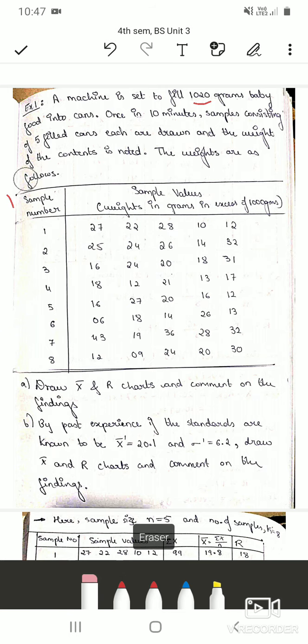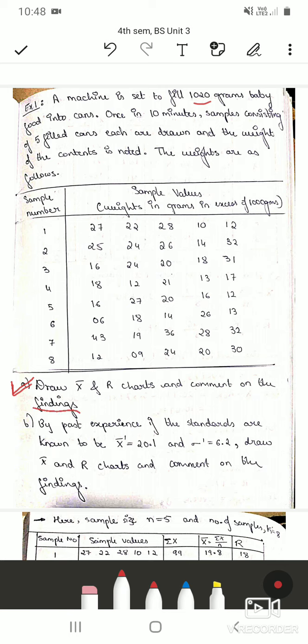So now the data is given, and they have asked to draw X bar and R charts and comment on the findings. There is another sub question where they have given, by past experience, the standards are known to be X bar dash equal to 20.1 and sigma dash is 6.2, draw X bar and R charts and comment on the findings. So today first we will study the first sub question. They have asked to construct X bar and R charts.